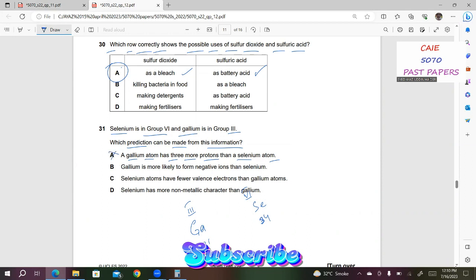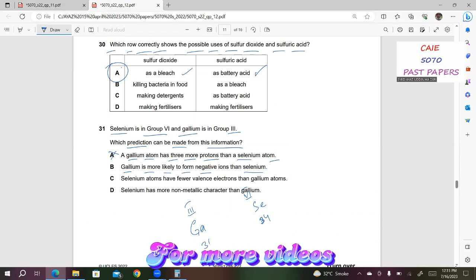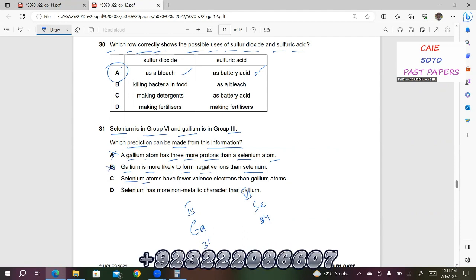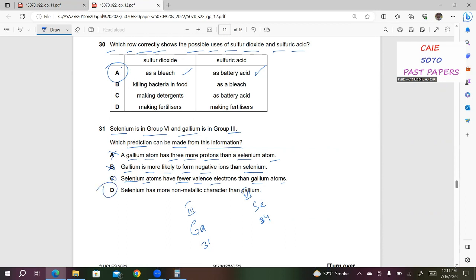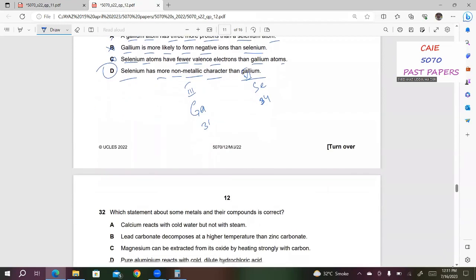This is incorrect. Gallium is more likely to form negative ions than selenium. This is also wrong because gallium is in group 3 and it's metal, while selenium is a non-metal. So it's more likely that the negative ion will be formed by the selenium. So this is also incorrect. C, selenium atoms have fewer valence electrons than gallium atoms. This is also wrong because selenium is in group 6, gallium is in group 3. The valence electrons in gallium is 3 and selenium it's 6. So only choice D will be correct. For your convenience, I am reading the statement. Selenium has more non-metallic character than gallium. This is right because selenium is on the right-hand side of the periodic table.